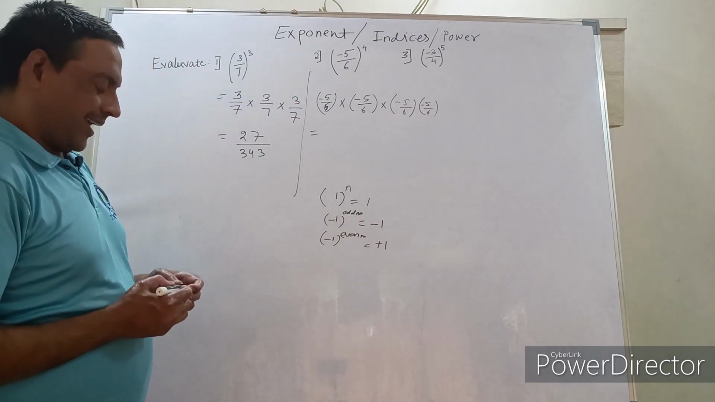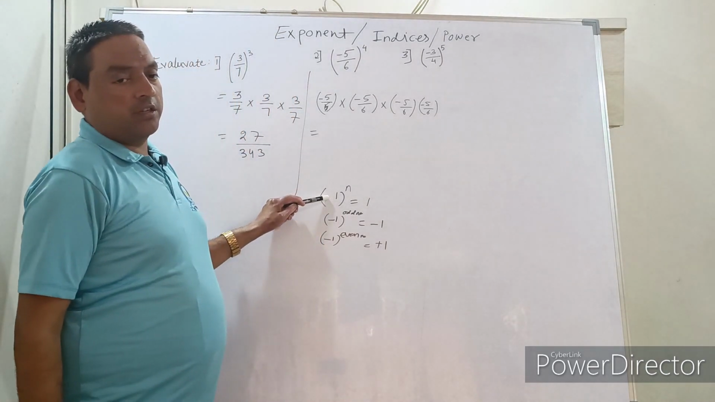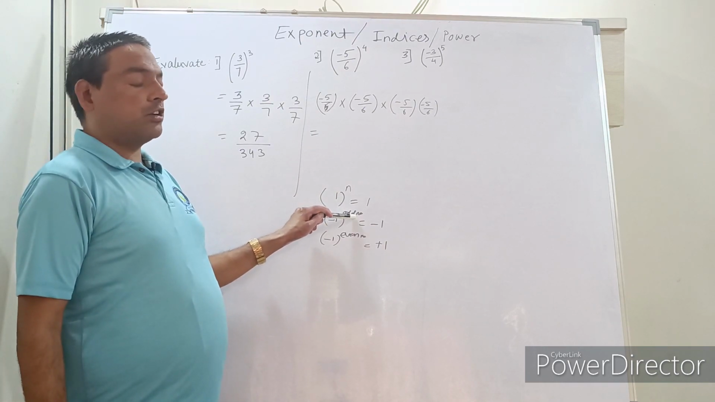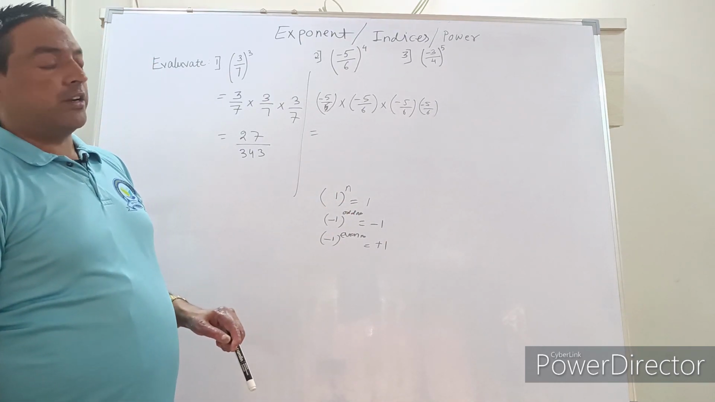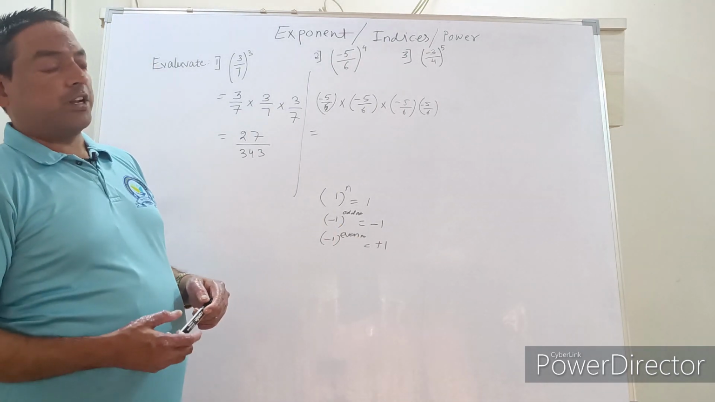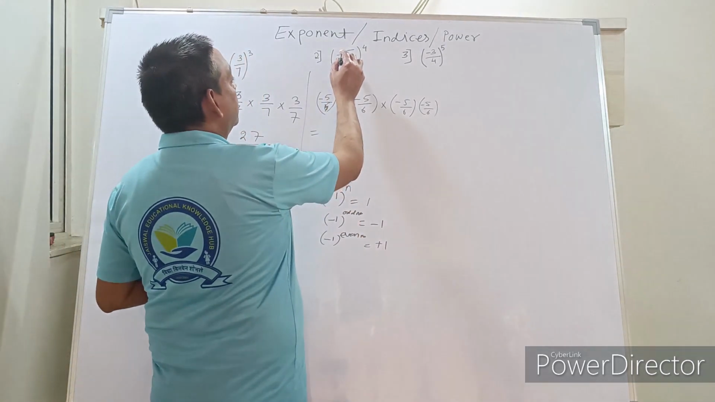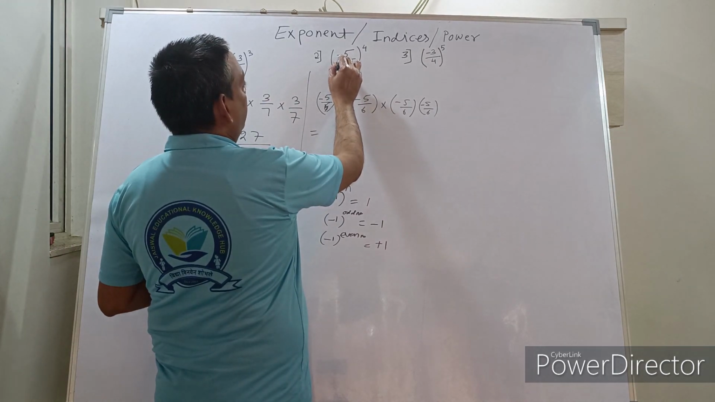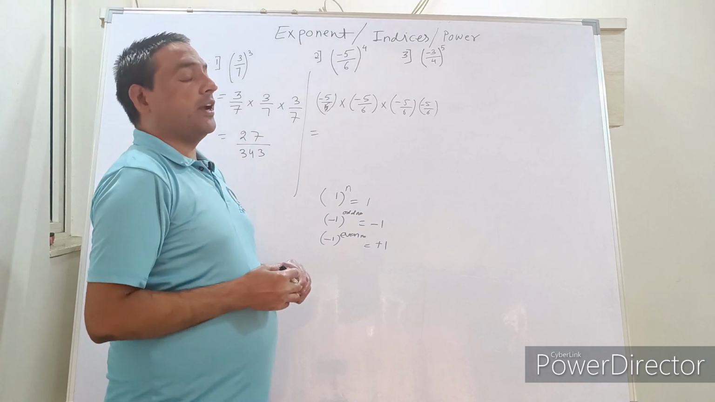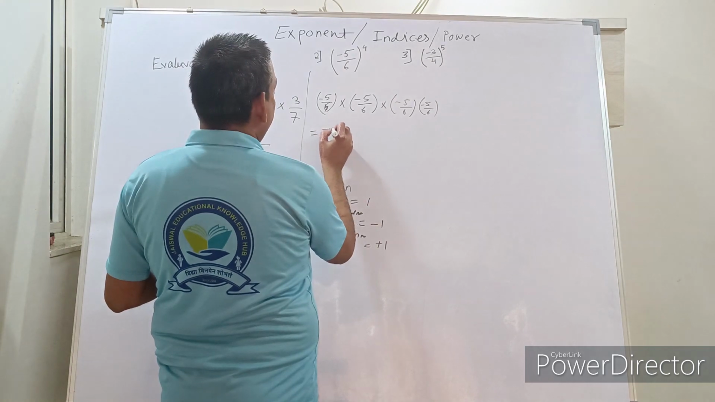Actually this is not the formula, this is the basic concept. So 1 raised to any number given, it will be 1, and minus 1 raised to any odd number given, then the answer will be minus 1, and minus 1 raised to any even number given, then it will be plus 1. So we'll apply the same rule here also. Now we'll take only minus 1 raised to 4. Minus raised to even number, the answer is plus.